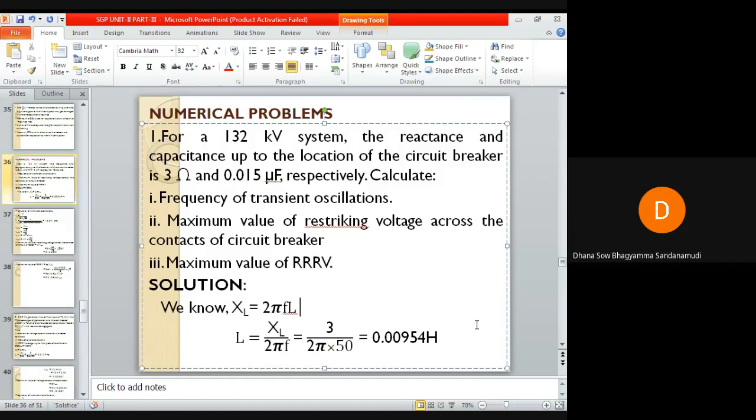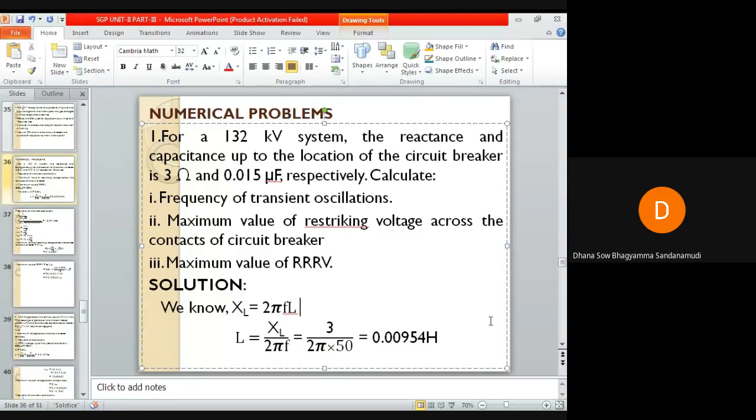If you complete, inform me. Just type C if you have completed. So from the given data, we have determined the inductance value. Okay, completed? Okay.